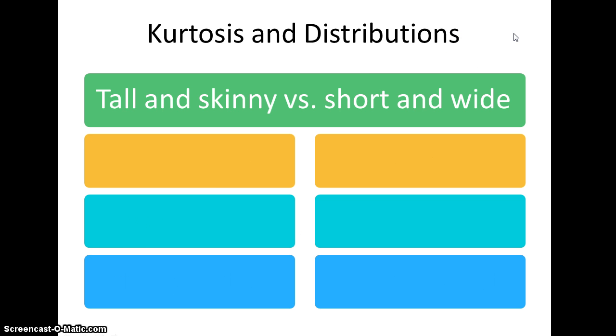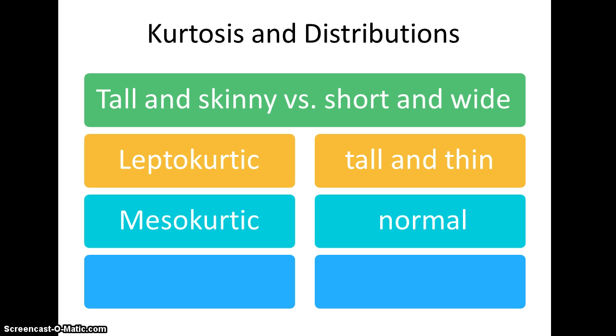The last thing that we can talk about when we talk about shapes of distributions is kurtosis. And what that refers to is whether or not a distribution is tall and skinny, or tall and narrow, or short and wide. A leptokurtic distribution is a tall and thin distribution, where the scores don't vary too much from the mean, and they all seem to really pile up at the mode, the median, and the mean in the middle. A mesokurtic distribution will be a normal distribution.